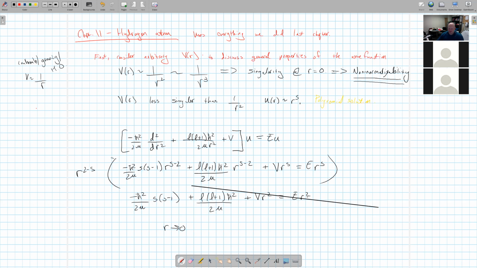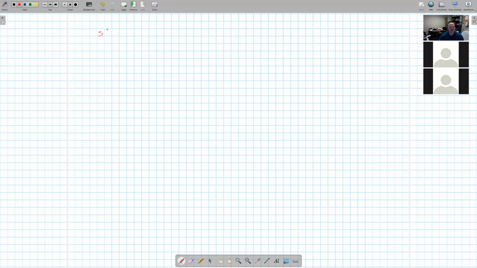So as r goes to 0, this term and this term are going to simply go to 0, which means that we're going to be left with minus h bar squared divided by 2 mu times s times s minus 1 plus L times L plus 1 h bar squared divided by 2 mu must all be equal to 0. Good. H bar squared is a constant, so we can divide those out. The 2 mu's are also constants, so we can divide those guys out as well. So finally, what we're left with is that s times s minus 1 minus L times L plus 1 must all be equal to 0.